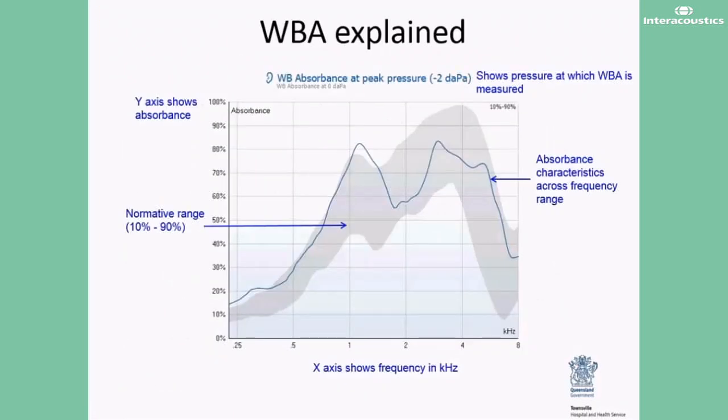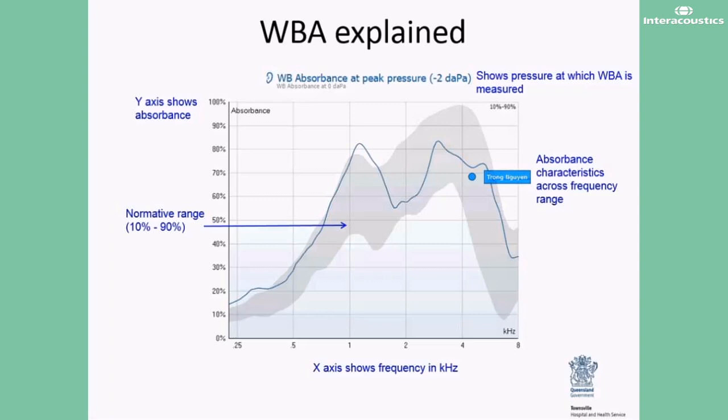Now let's have a look at our typical wideband absorbance trace. Before we begin with the patterns, let's look at what is depicted here. On the x-axis, we have frequency in kilohertz, from 250 hertz to 8 kilohertz. On the y-axis, the absorbance is given either in percentage, or in some cases between 0 and 1. The shaded area depicts the normative range, which is the 5th to 95th percentile, and the dark line within the shaded area shows the absorbance of that particular person.